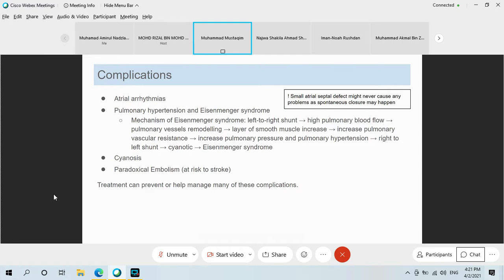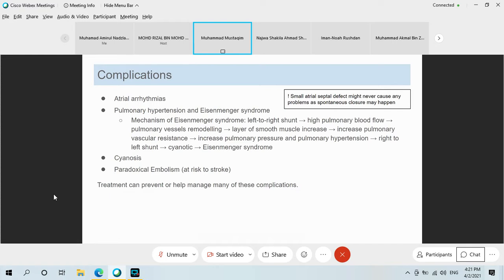So these are the complications of ASD: atrial arrhythmia, pulmonary hypertension, and Eisenmenger syndrome. This is the mechanism of Eisenmenger syndrome. Left to right shunt will cause high pulmonary blood flow, just like explained just now. And then pulmonary vessel remodeling, with an increase in muscle because it works a lot, and a layer of smooth muscle increases pulmonary vascular resistance. So pulmonary vascular resistance increases, and then pulmonary pressure increases, causing pulmonary hypertension.